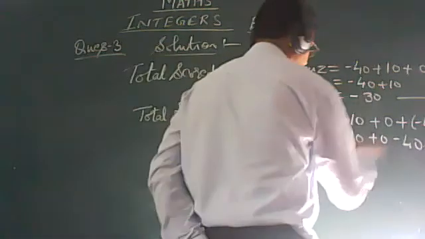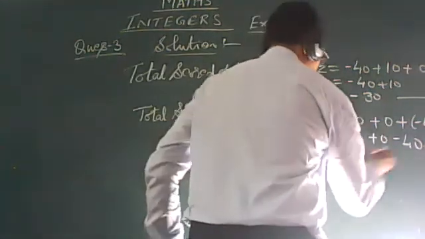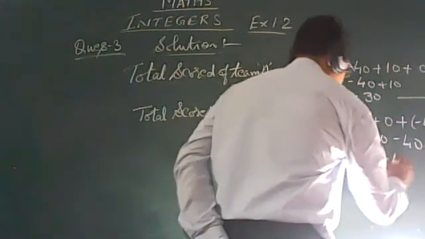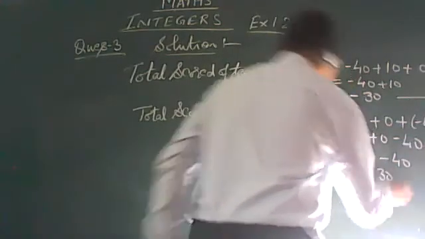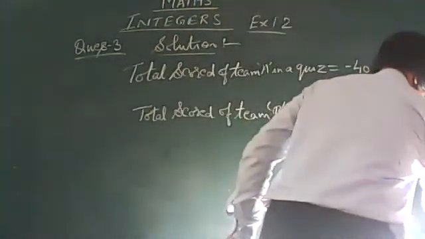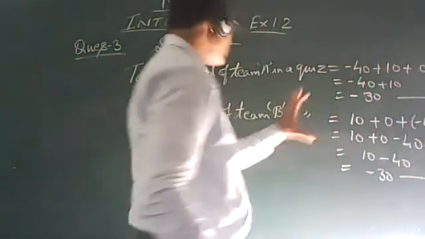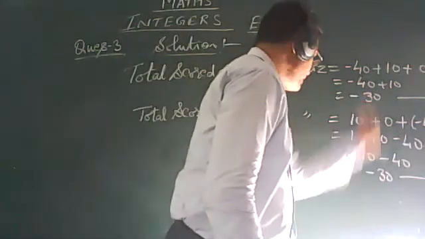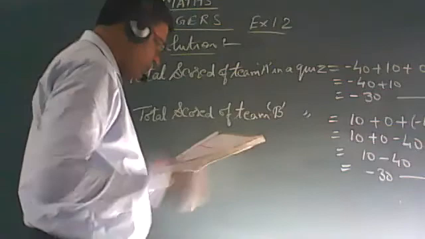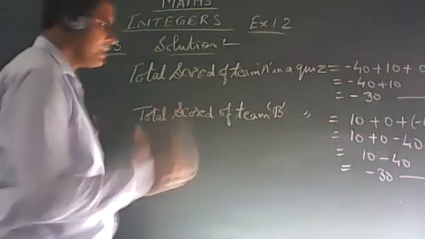Now you arrange the numbers; here they are already arranged. 10 plus 0 is 10, minus 40, and again our answer is minus 30, the same as before. Now compare both equations, first and second. You can see both teams have an equal score. Team A's score is minus 30, team B's score is minus 30. The question asks which team scored more? No, both teams have the same score.